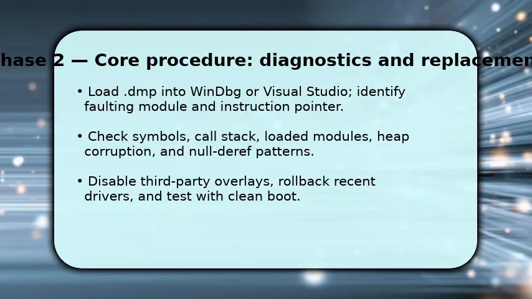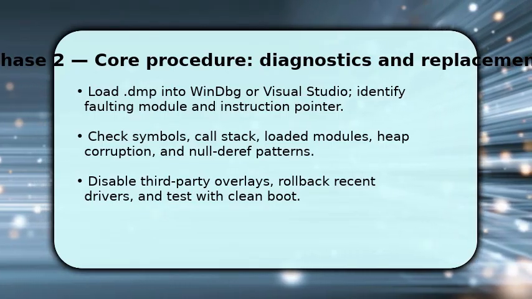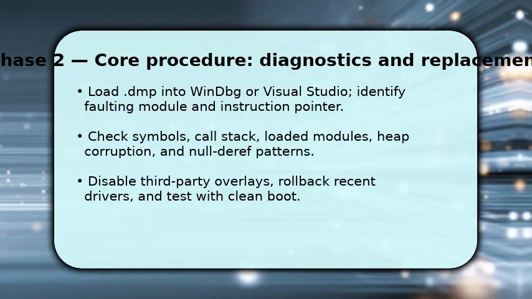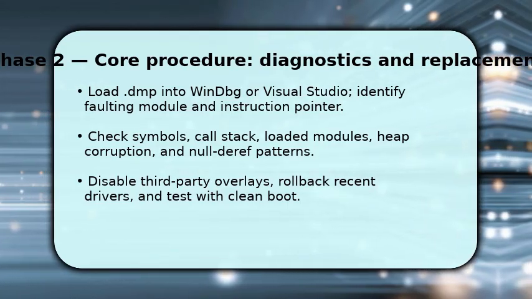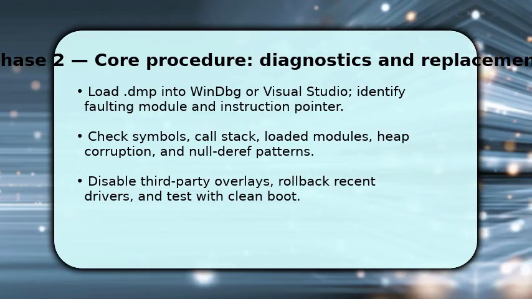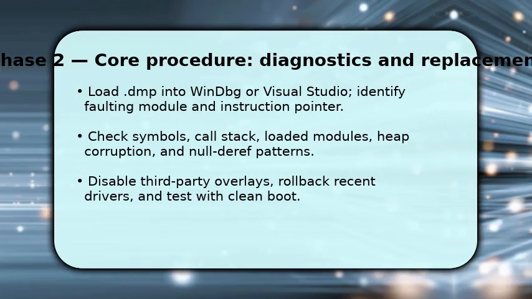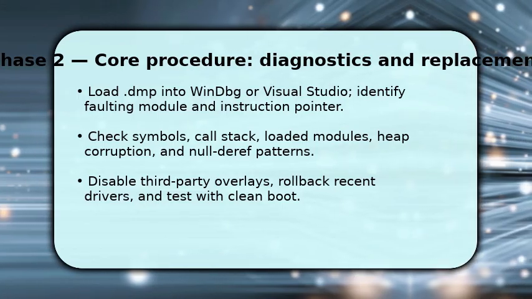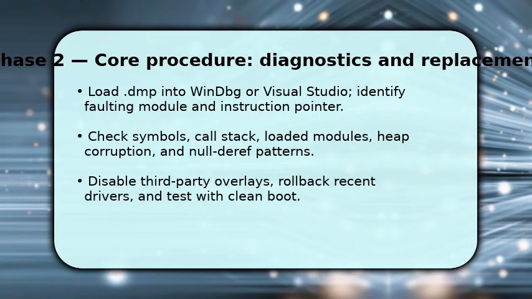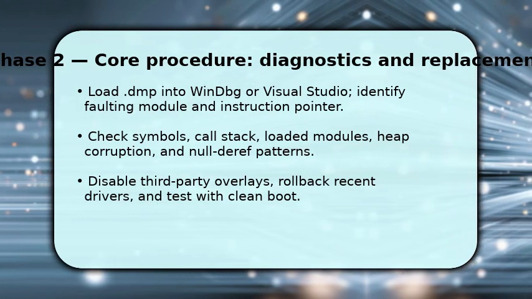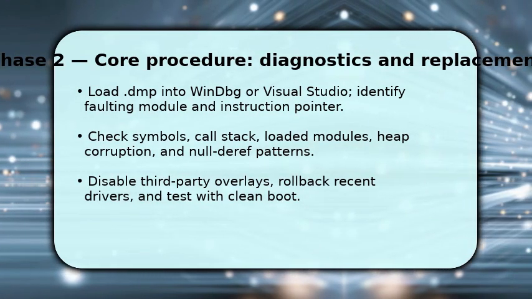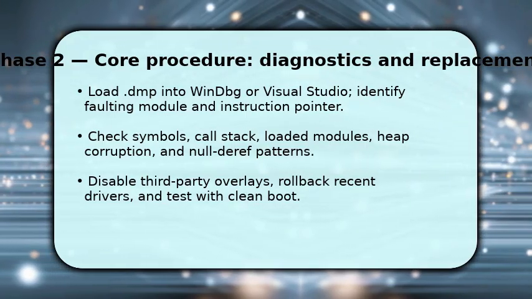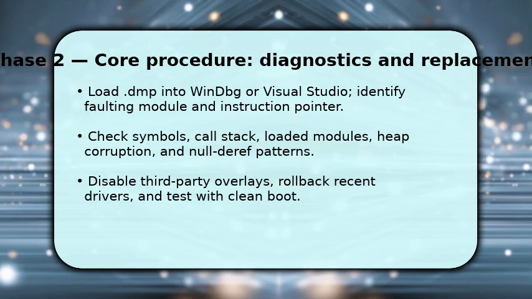You now analyze the dump with WinDBG or Visual Studio to find the faulting module and instruction pointer. Symbols are essential, so load the correct PDBs to get meaningful function names. Next, inspect the call stack for null dereference or heap corruption patterns and compare loaded module versions. While doing that, isolate external factors, disable overlays and background hooks, roll back recent GPU or audio drivers, and perform a clean boot to see whether a service or driver is triggering the access violation.